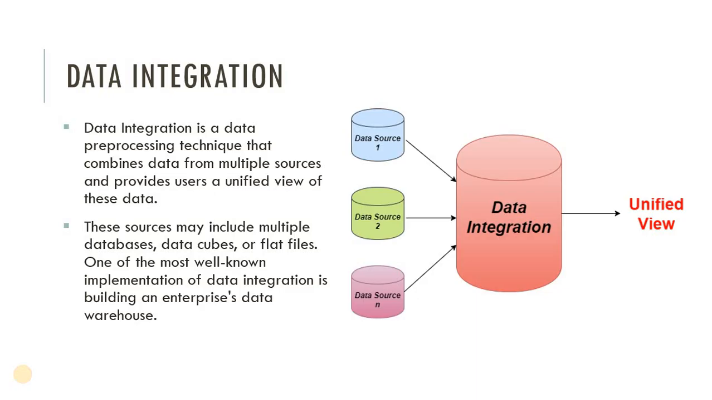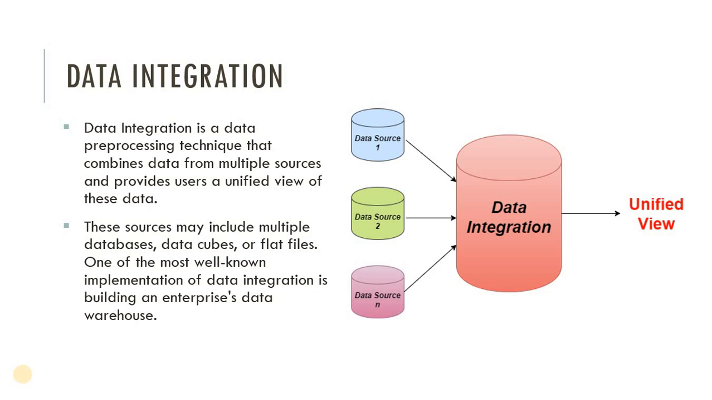So data integration is a data pre-processing technique that combines data from multiple sources and provides the user a unified view of this data. We all know that a data warehouse is prepared by collecting data from multiple sources, and the data sources may include multiple databases, data cubes, or flat files. One of the most well-known implementations of data integration is building an enterprise data warehouse.